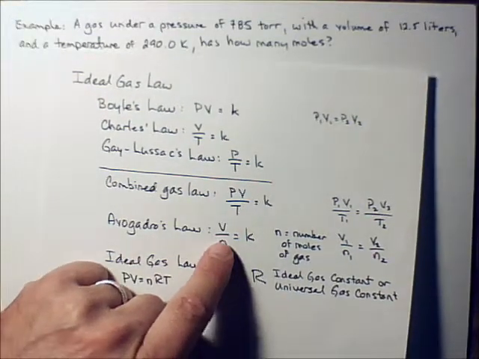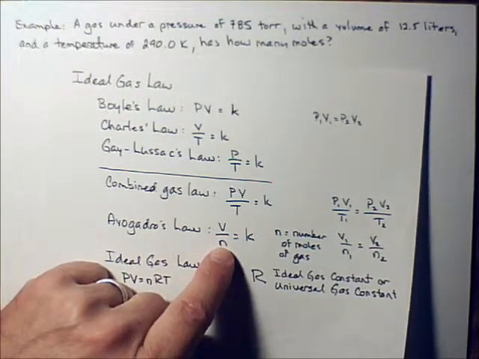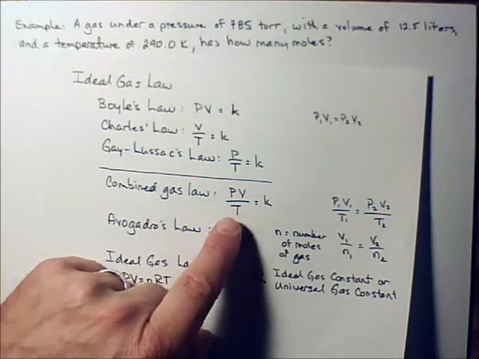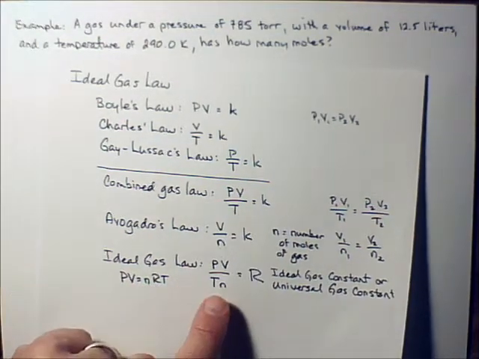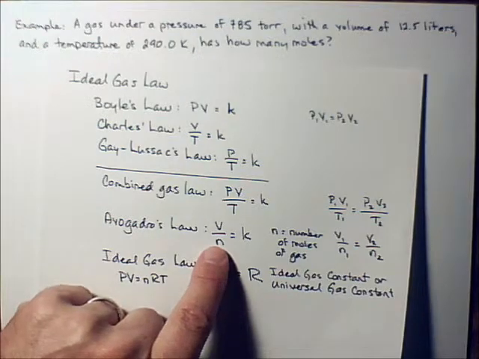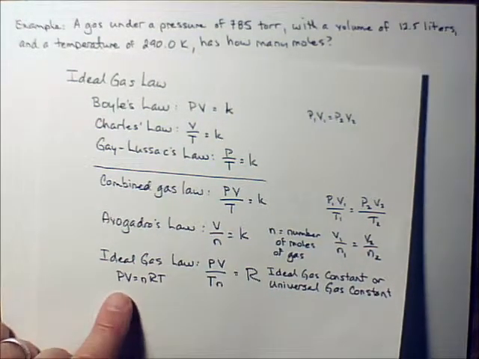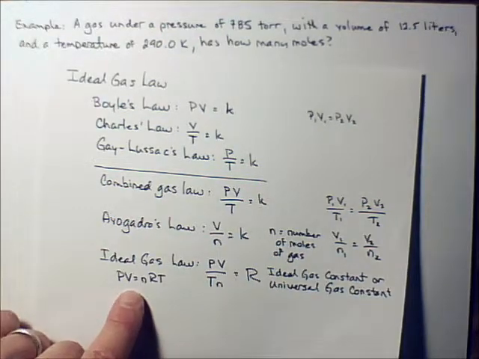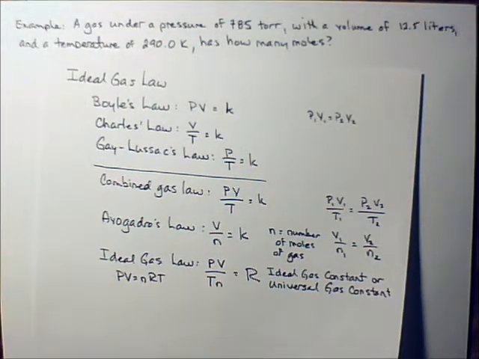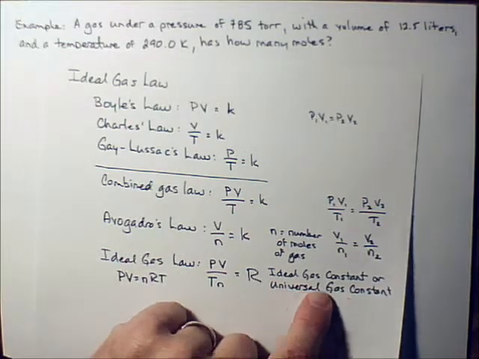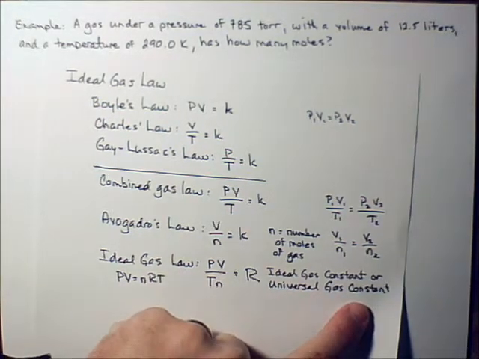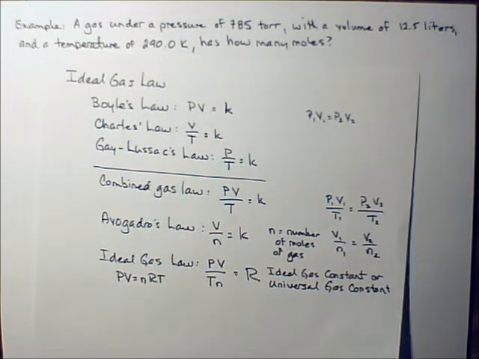Avogadro's law is new, but you're not required to know that in this class. I'm just showing you this because I'm showing you how we put together the combined gas law with the Avogadro's law to get the ideal gas law. And most of the time, the ideal gas law is written in this form. PV equals nRT. R being the ideal gas constant or the universal gas constant. Sometimes it's called the perfect gas constant.